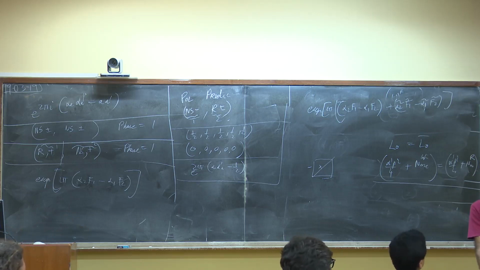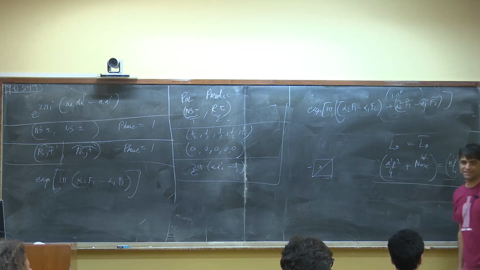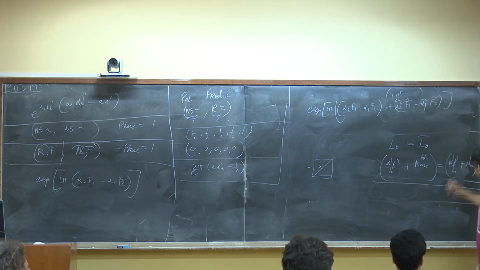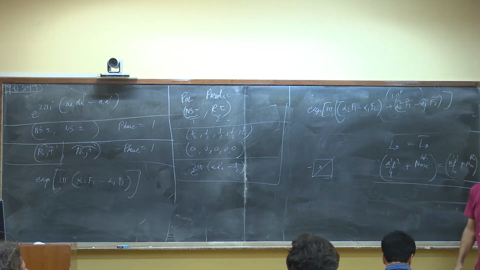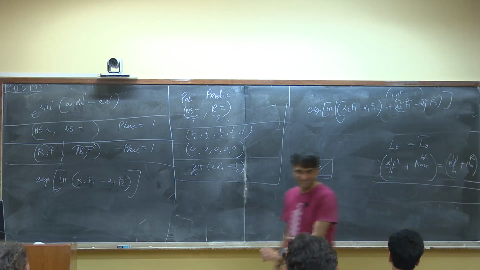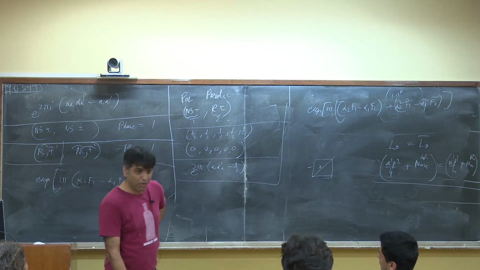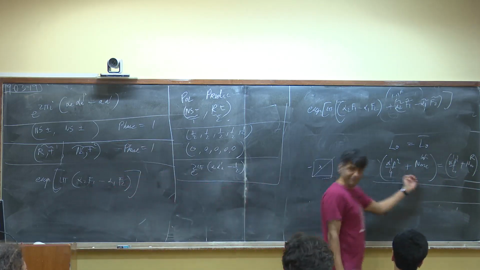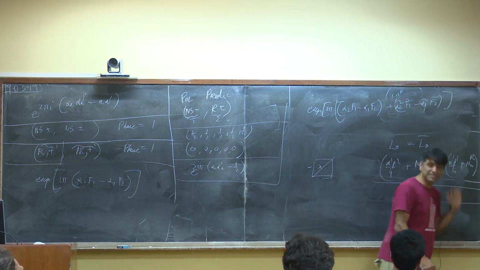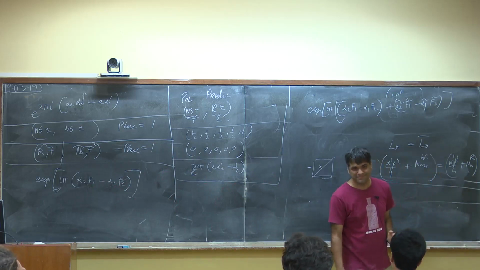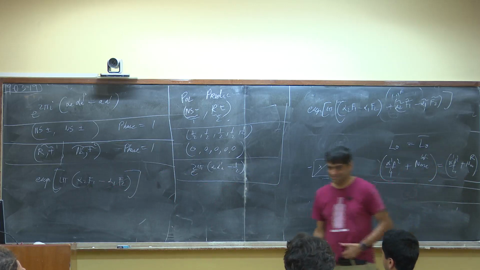Okay. So if you want level matching, and on the left you've got the NS minus sector and on the right you've got any Ramond sector, level matching is impossible. Moreover, if you have NS minus on the left and NS plus on the right, then level matching is also impossible.